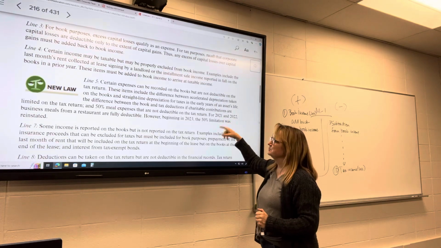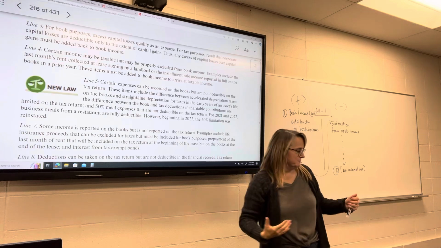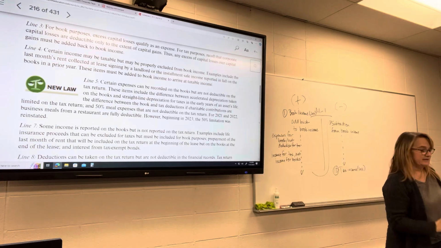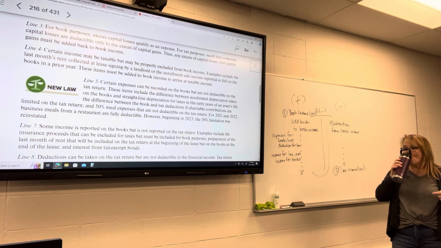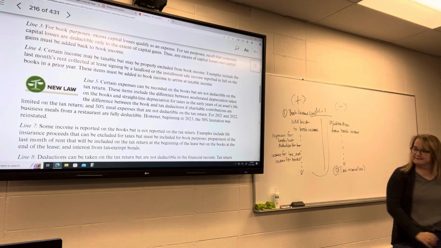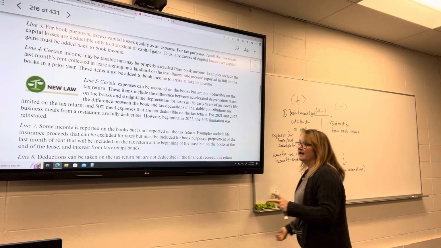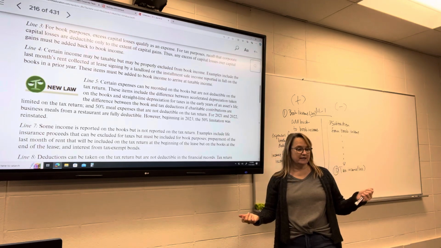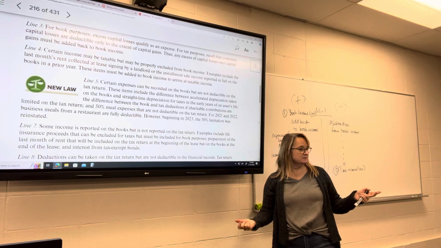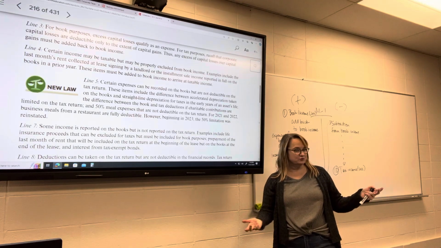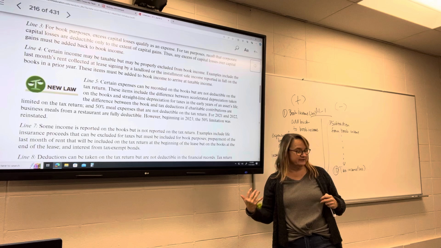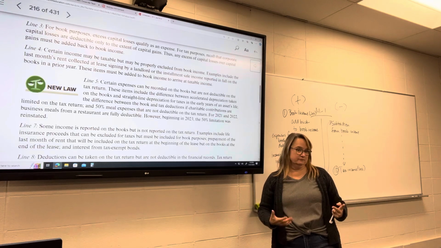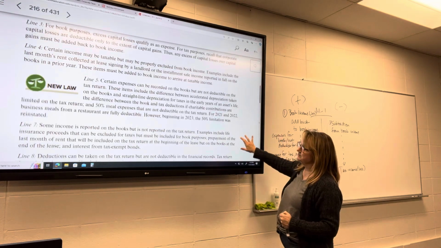Yeah, for 2021, 2022, they took away that 50% limitation, so you didn't have this on the M1, but now it's back. What do we, entertainment expenses, memberships, that sort of thing are no longer deductible on the tax return, but for book purposes, they would be listed as an expense.